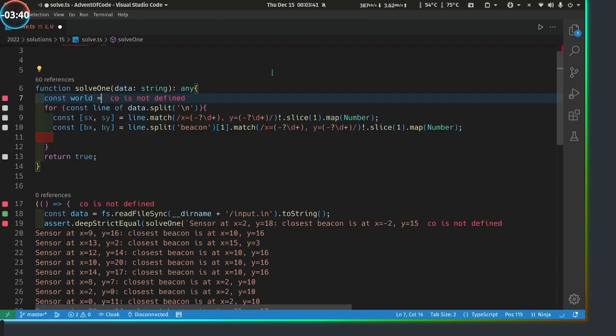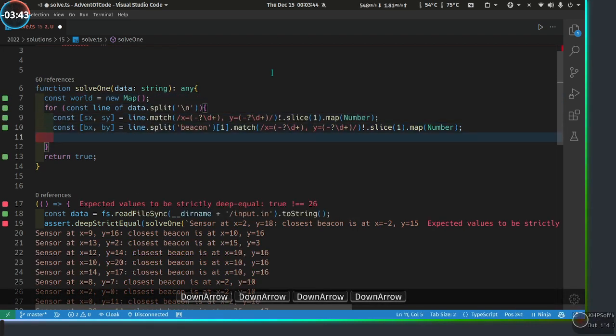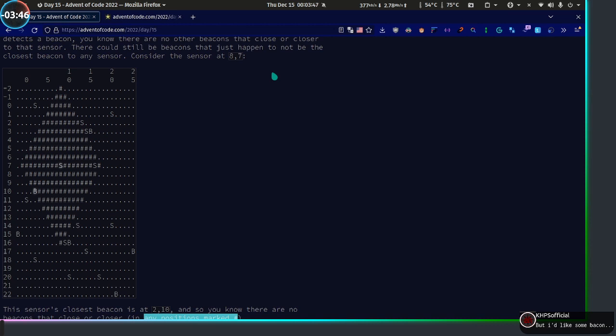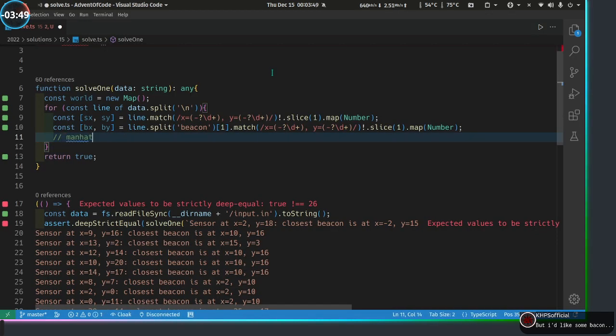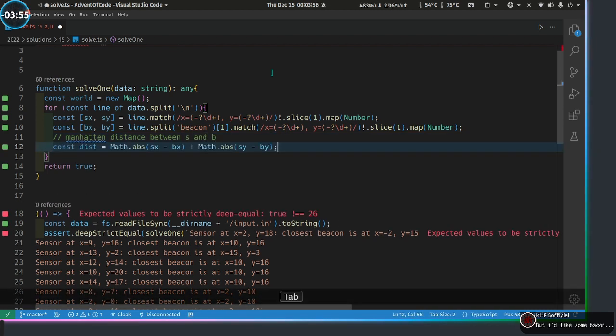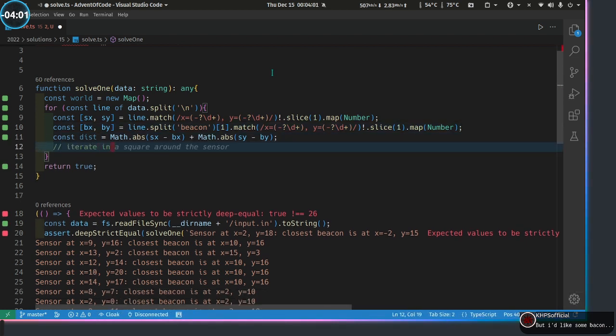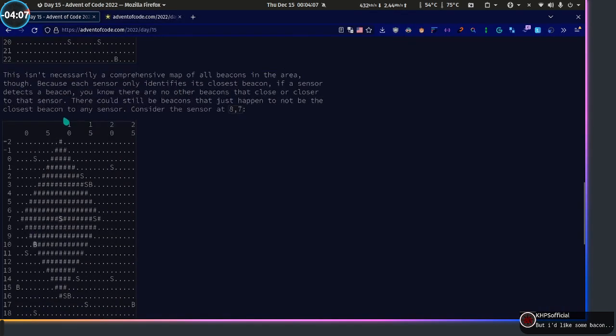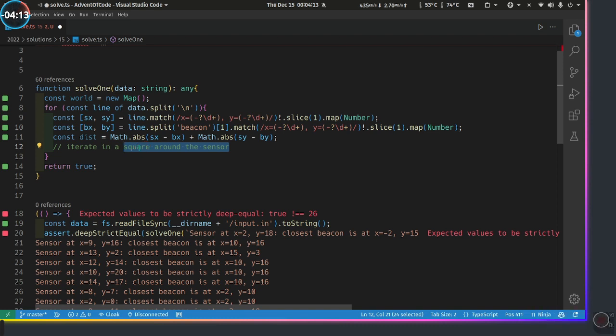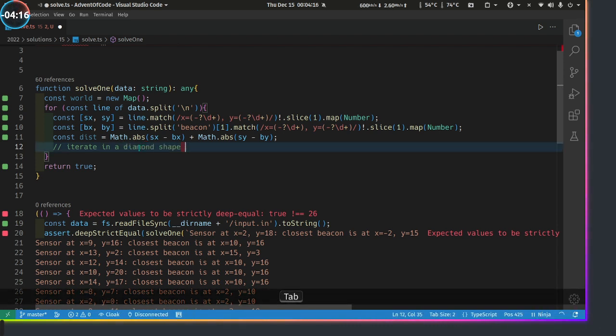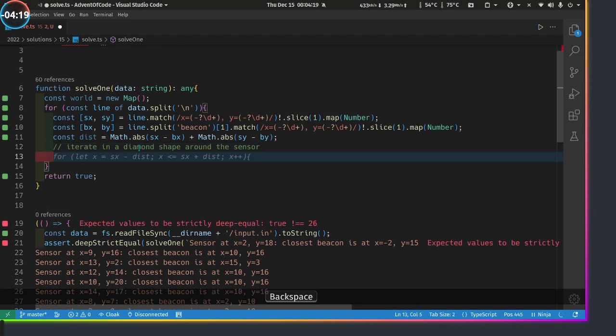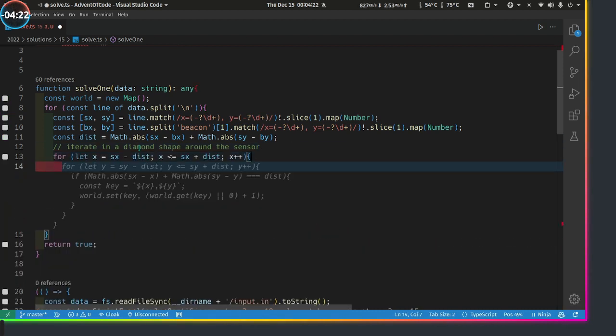So const world equals new Map. And yeah, we would like some bacon. That's the Manhattan distance. Great. Now what we need to do is, in a square around the center. It's not a square, that's a diamond, ain't it? 1, 2, 3, 4 on the center. Okay, we're gonna hope math is good.